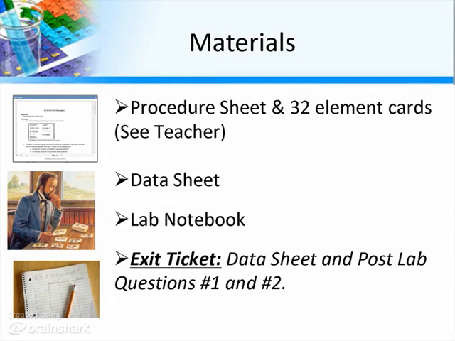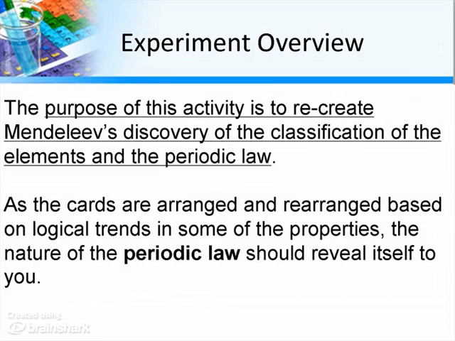You will see, if you hover over the top bar, that you can get a PDF download of the procedure for this lab, which includes a background and the data table, which you will need both of these printed out in order to continue. The element cards are to be checked out from me or from Mr. Fain. You will need to have the data sheet, your lab notebook, and your exit ticket is going to be your data sheet and the post-lab questions. Read the experiment overview and then proceed to the next slide.